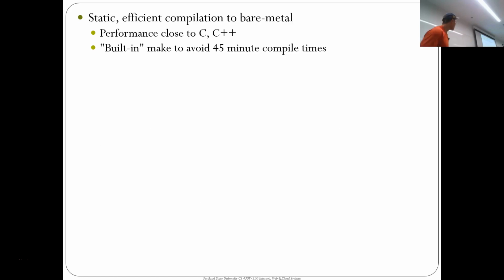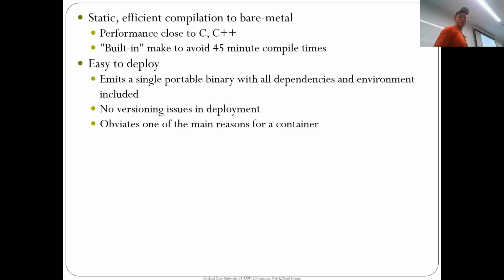Okay, so static efficient compilation to bare metal. So the performance is then close to C and C++. It's within like 10 or 20%. Most benchmarks have Go being very close to compiled C. It's got this built-in make. If you have a large C project, you usually have a make file associated with it, so that if you change one C file, you don't have to recompile the whole thing. So Go just does that automatically. You don't need a separate building tool for Go.